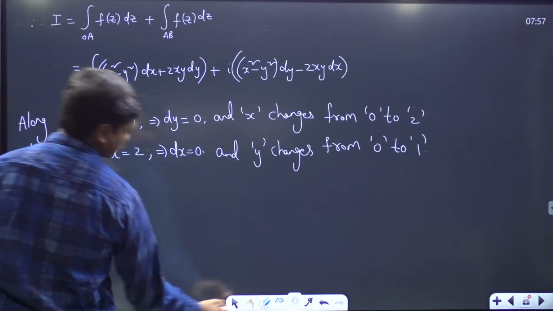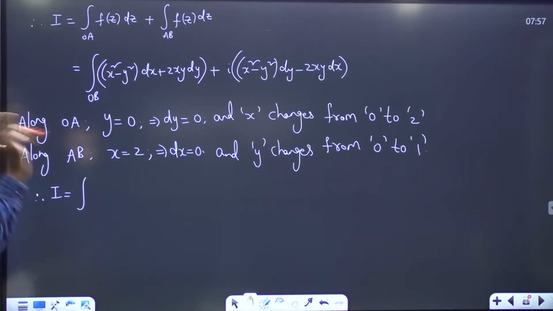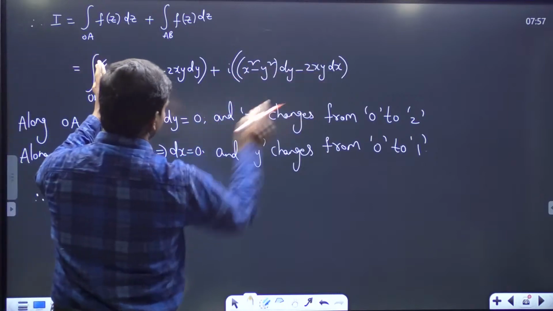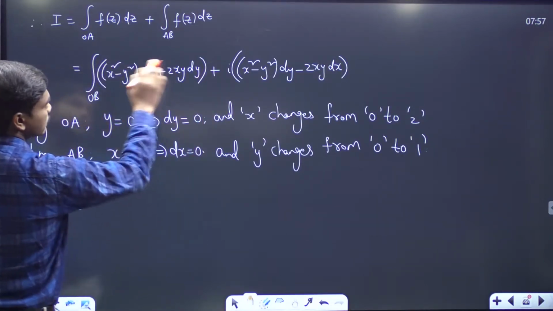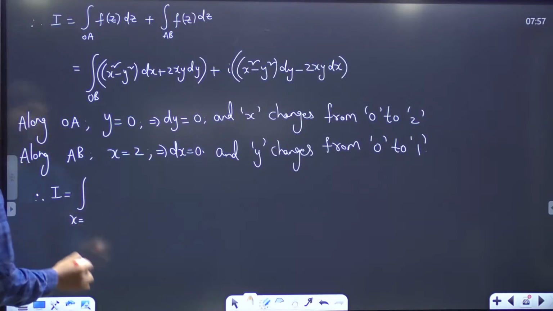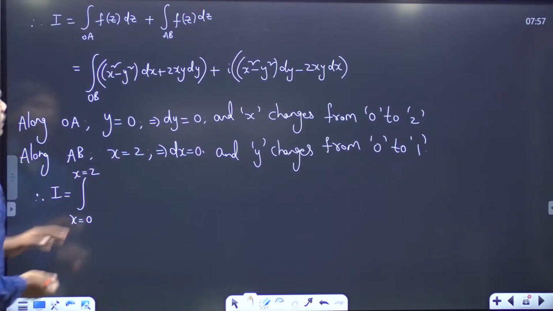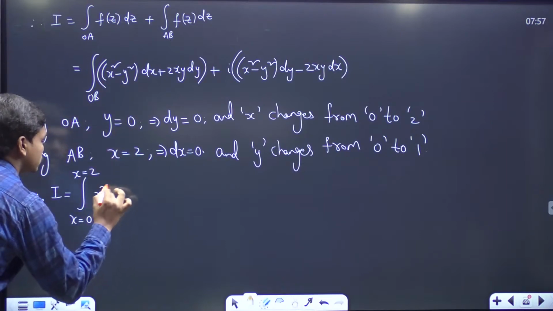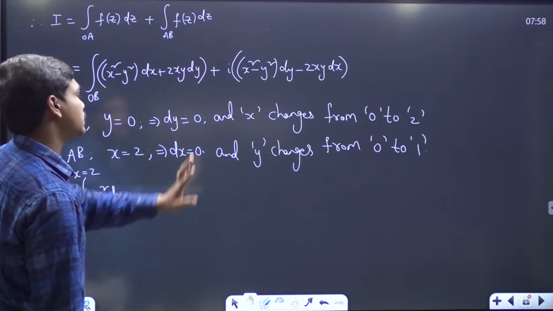So let us apply all these conditions in this case. Therefore, I is equal to, first of all, let us evaluate along the path OA. Along path OA, x is x but y is 0. So if you put y is equal to 0 and dy is equal to 0 in this function, x is changing from 0 to 2 along OA. Now along OA, y is equal to 0, which means this term will be represented as x² dx. Next, this dy is 0, so this term doesn't have any significance here.